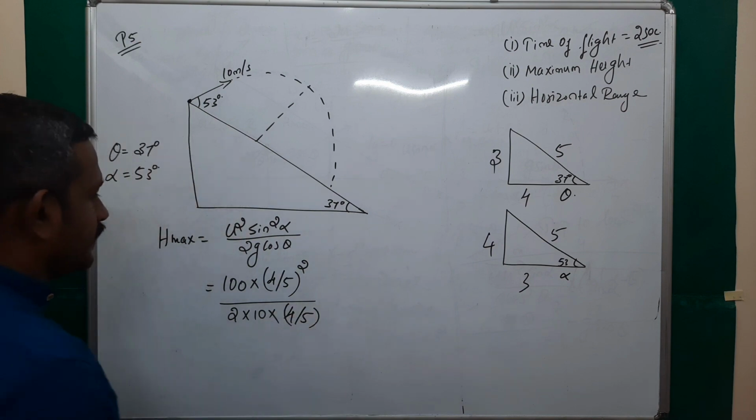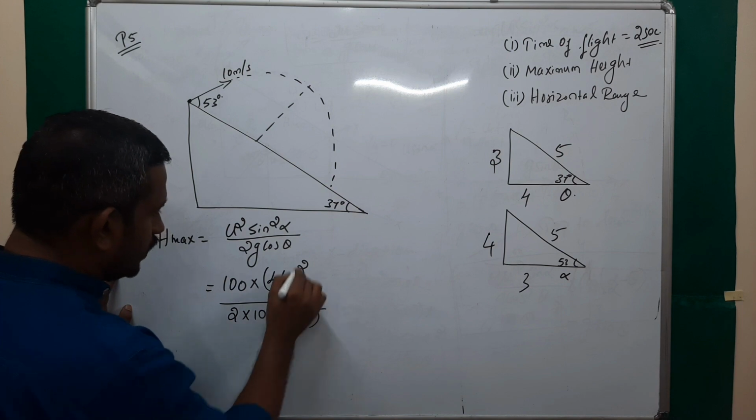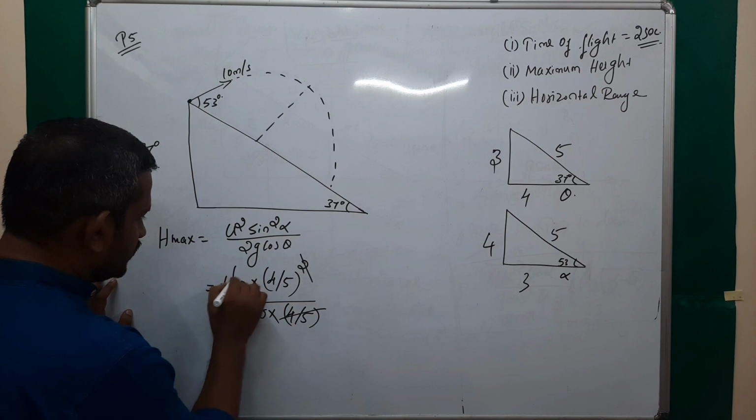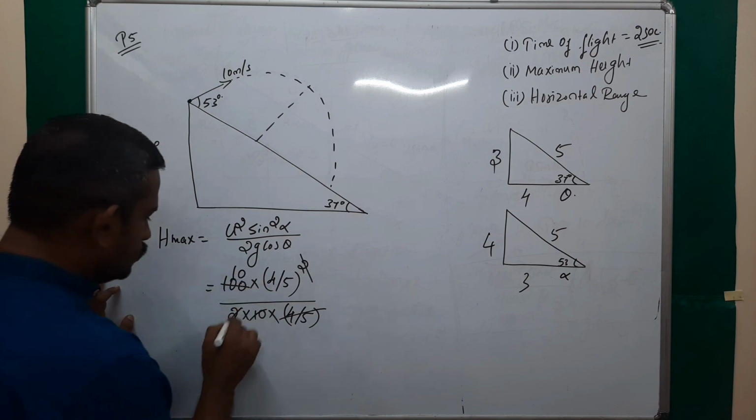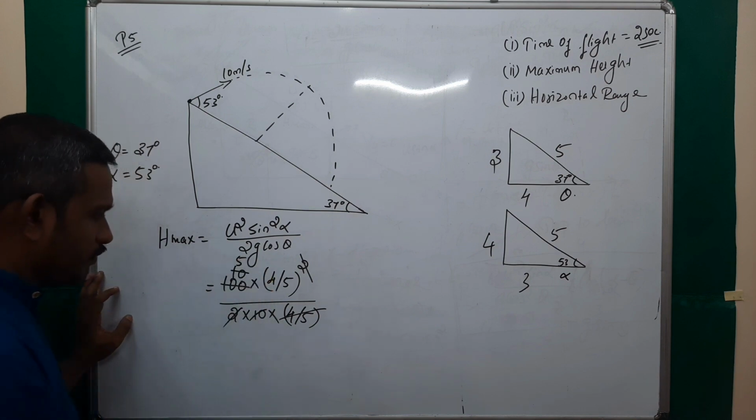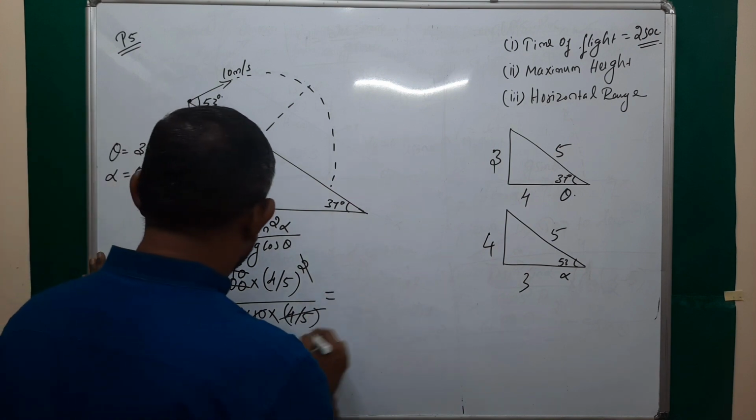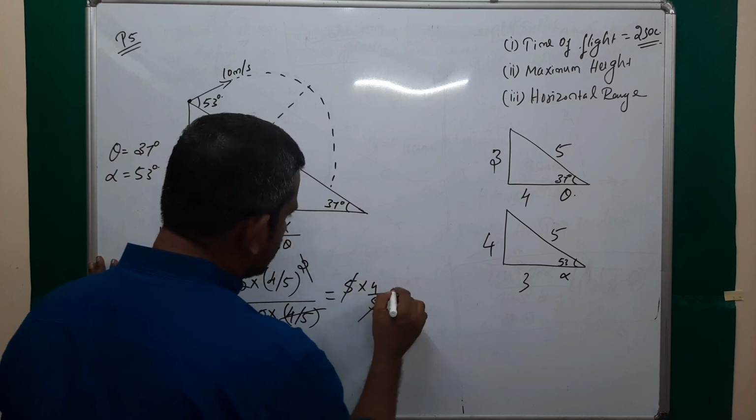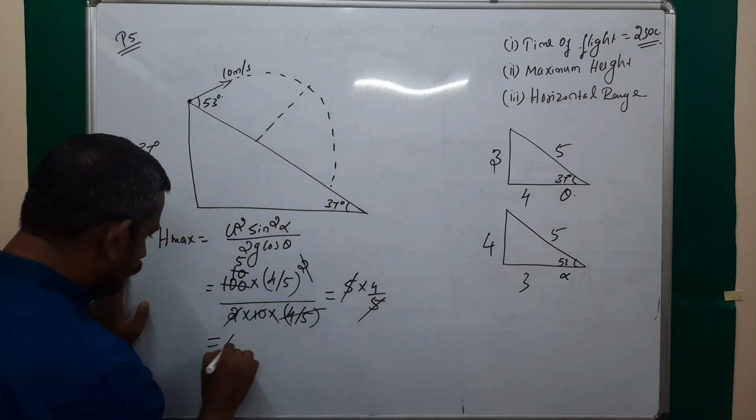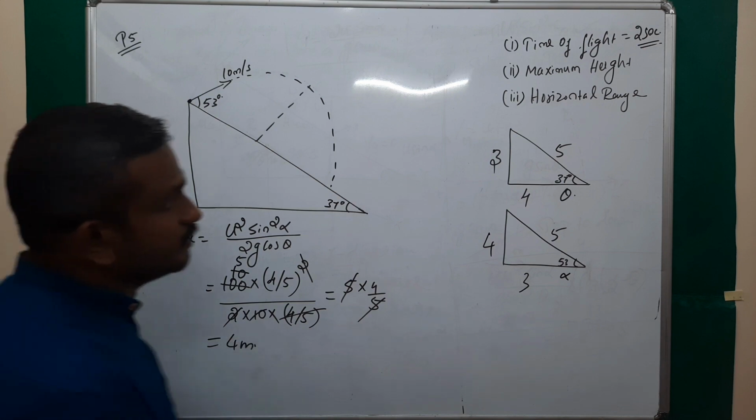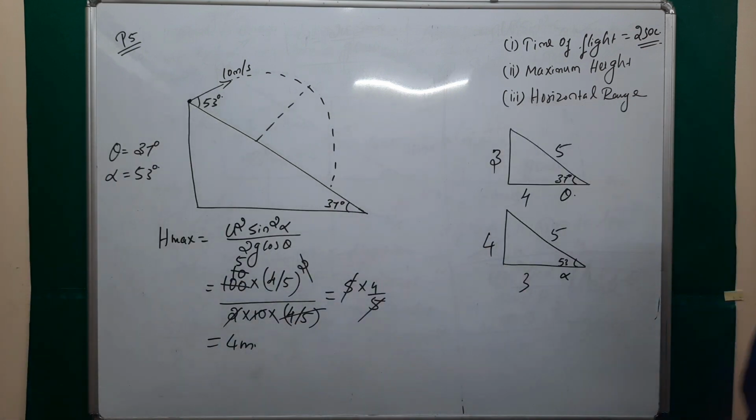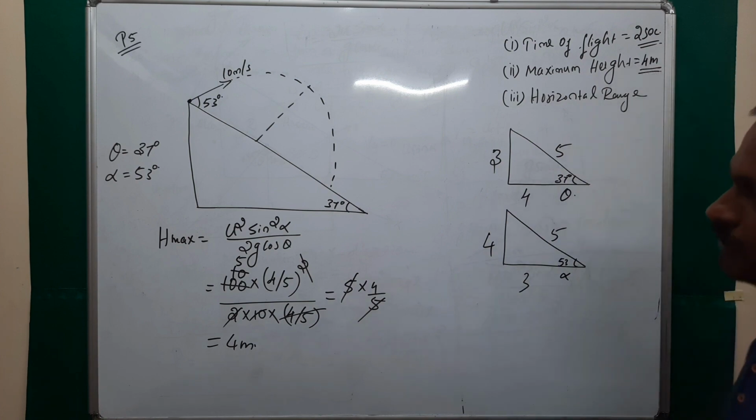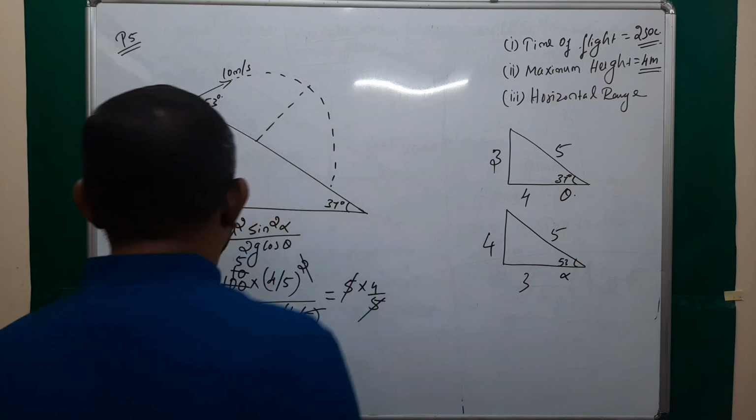So this 4 by 5 and that 4 by 5 get cancelled. 10 cancels 10 times. So 2 times 10 gives 20, leaving 5. That's equal to 5 into 4 by 5. So 5 gets cancelled. That's equal to 4 meter. That is the maximum height. And third one, horizontal range.